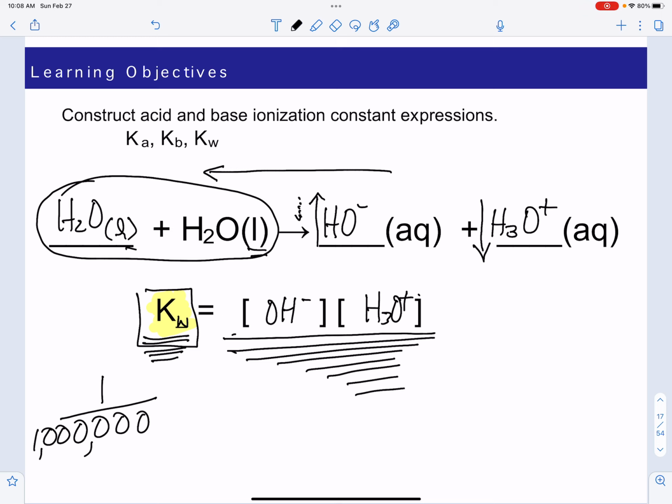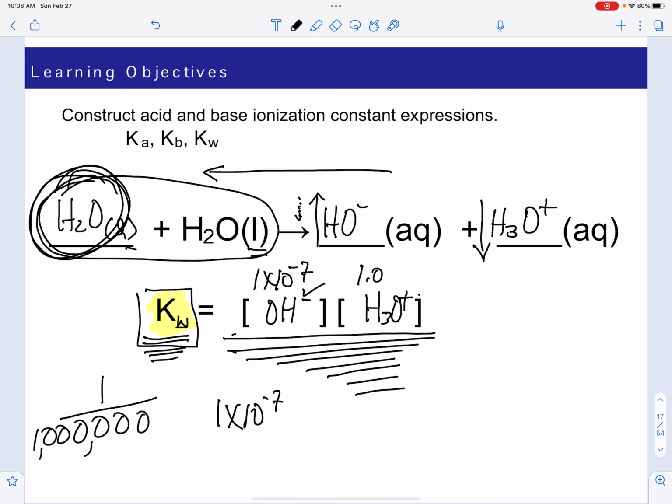In other words, the possibility for one molecule is 1 × 10 to the minus 7. So one molecule has a possibility of 1 × 10 to the minus 7 of becoming hydroxide. Another molecule also has the probability of 1 × 10 to the minus 7 of becoming hydronium. So our Kw value is going to be 1 × 10 to the minus 14.